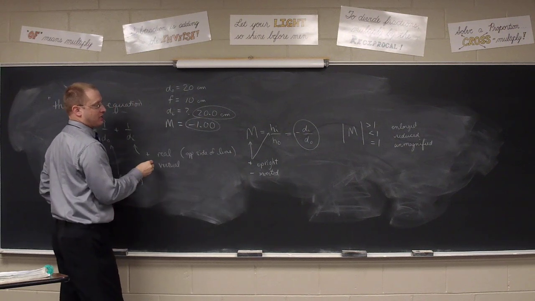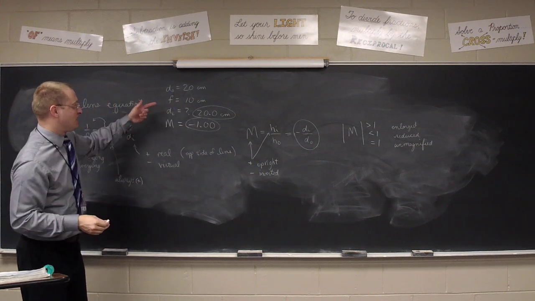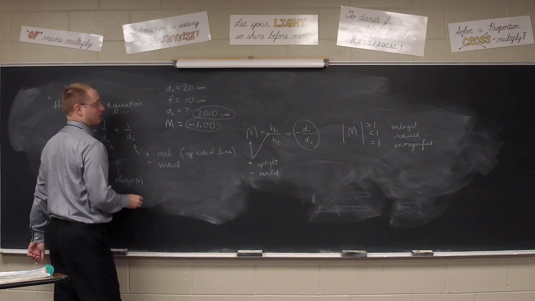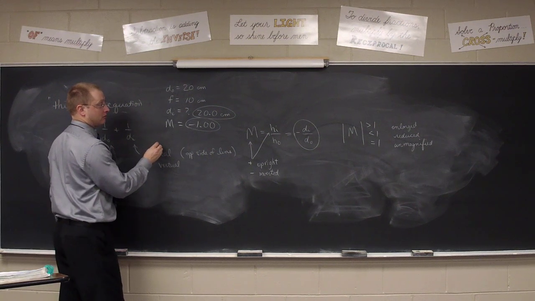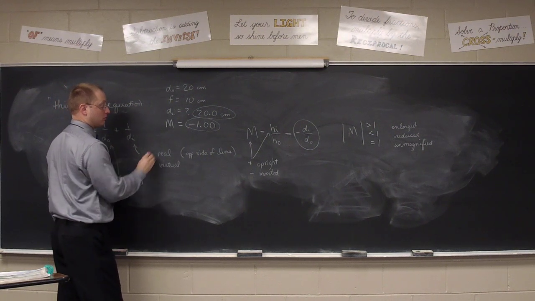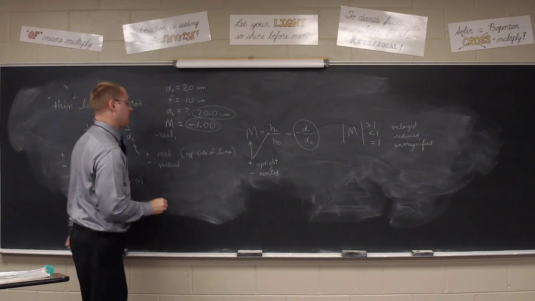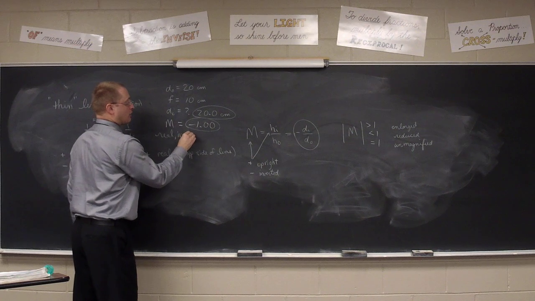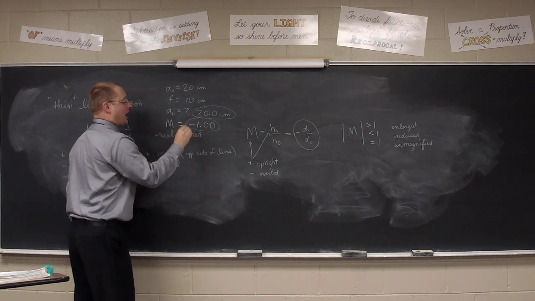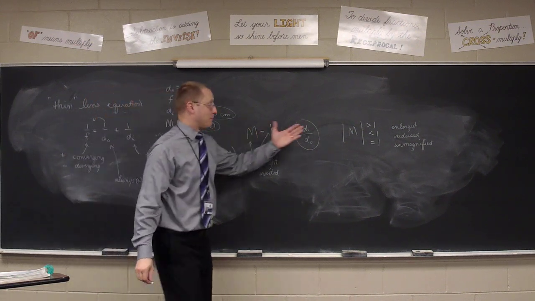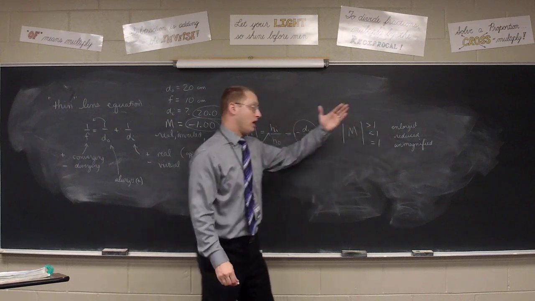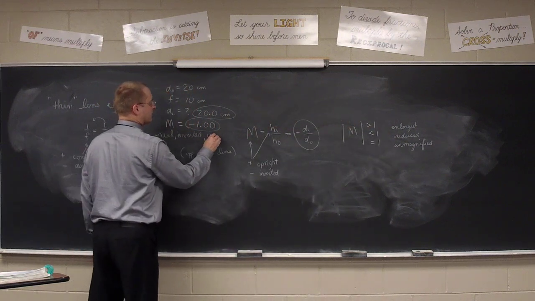And it says to describe the image. Well, if the D sub I is positive, it's real. If the magnification is negative, it's inverted, and those two always go together anyway. And then if the magnification's absolute value equals one, it's unmagnified.